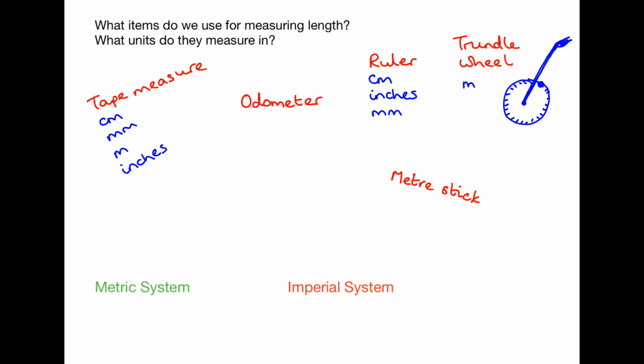And so if you want to measure the length of the playground, you could use a trundle wheel for that. So you would just start off at a click, and then you'd walk all the way along the playground and count the clicks, okay? So that measures metres.